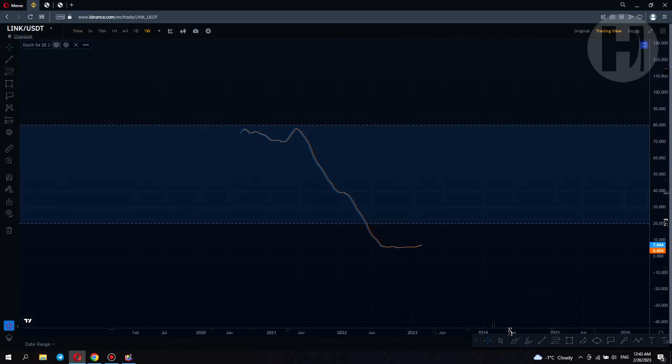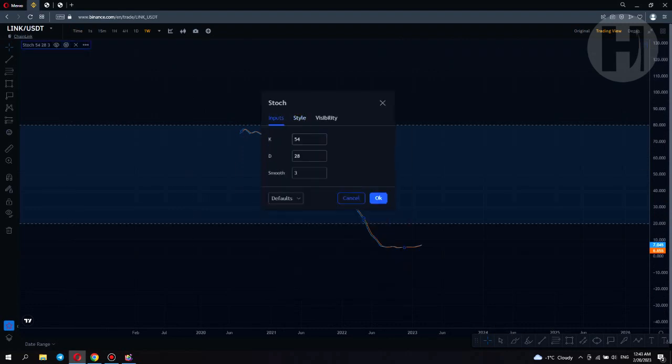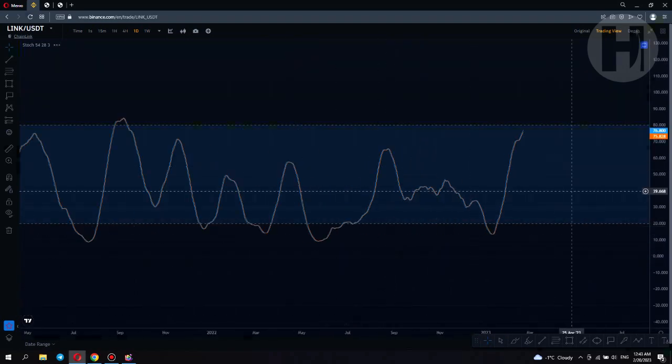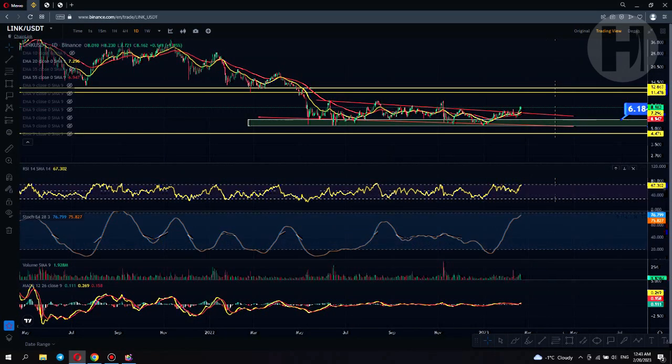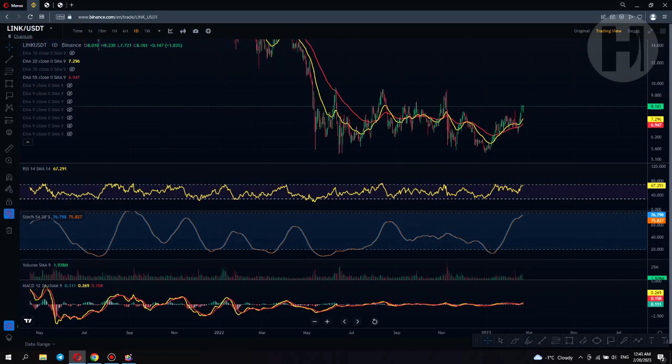So what I've done with the stochastic is that I've applied the 54 and 28 settings, just so that we don't have many false signals, but this is better used on the daily chart. So let's see what's going on here on the daily chart, and let's compare that with the price action and see how well it calls the tops.